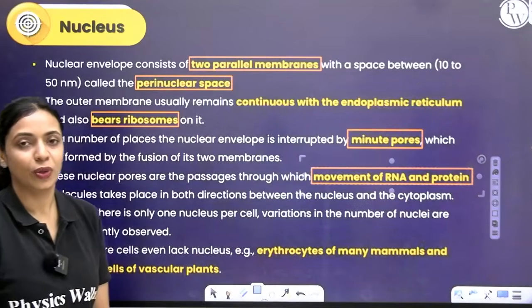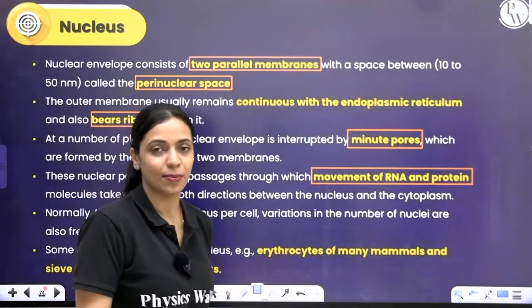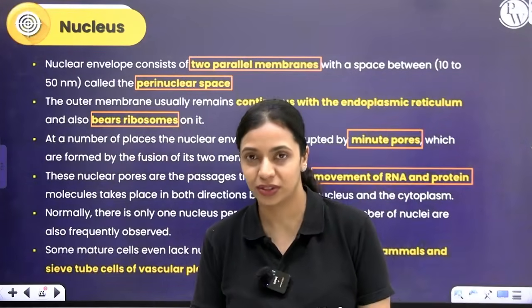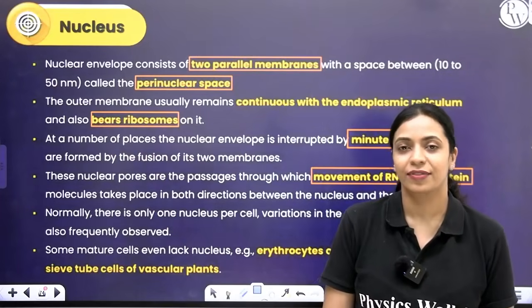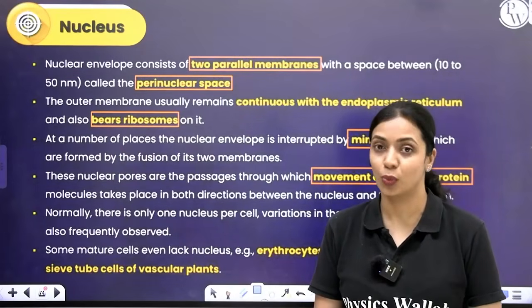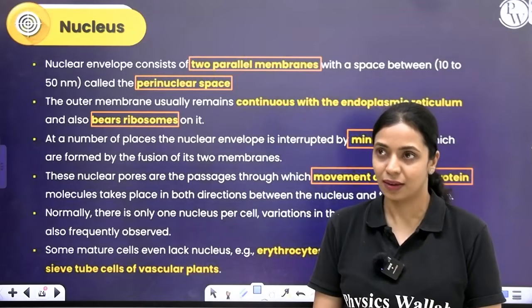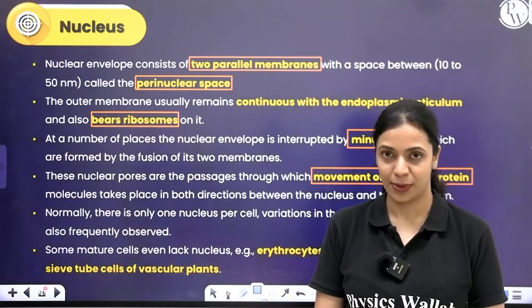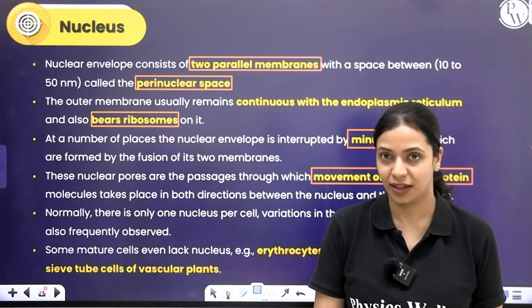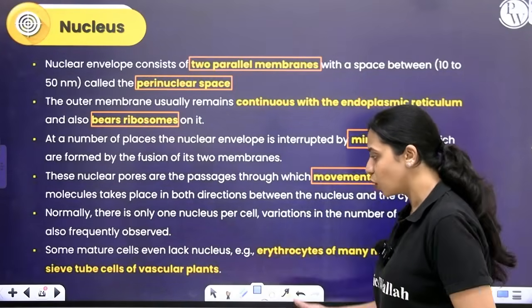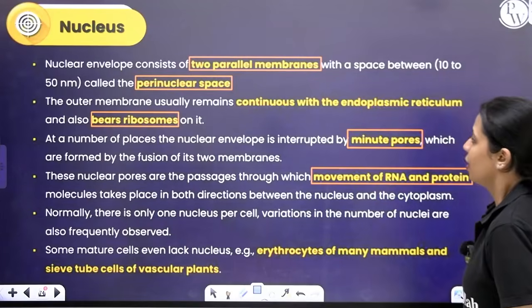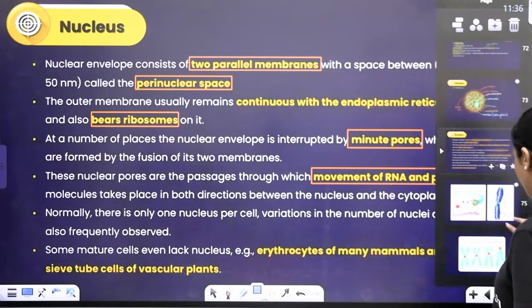The number of nuclei in a cell is variable. Most cells have one nucleus per cell, but some cells can have more than one nucleus also. We call that multinucleate condition, and there are a few cells which don't have even one nucleus, such as the erythrocytes in humans, RBCs in humans are enucleated. Sieve tube elements in plants are enucleated. So over there you do not find nuclei. Okay. So that's about the nucleus.